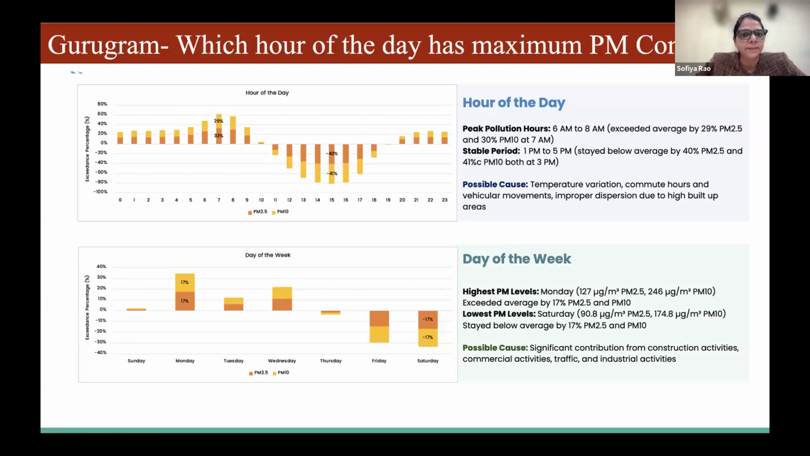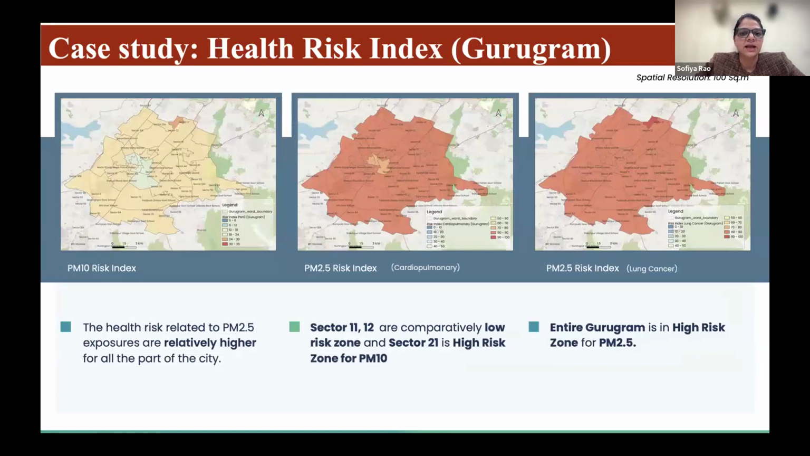Now, this is again the health risk index, and as you see here, sectors 11 and 12 are a comparatively low risk zone, and sector 21 is a high risk zone for PM10. But when we talk about PM 2.5, the entire Gurugram is in the high risk zone. In this study, we found GMDA very helpful.